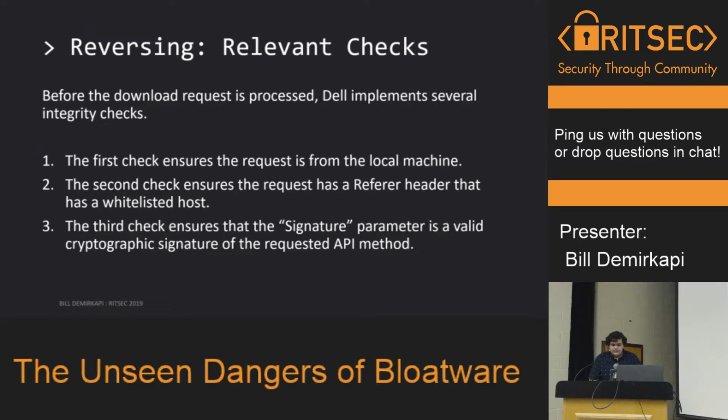Before the download request is processed and the agent begins downloading, there are some integrity checks that the request must pass first. The first check is to make sure that the request was made from the local machine. They check this by seeing whether or not the request destination is a loopback address. Think localhost or 127.0.0.1. The second check makes sure that the referer header contains a whitelisted host. The third check makes sure that the signature and expires parameter provided in the URL are valid for that specific API method.